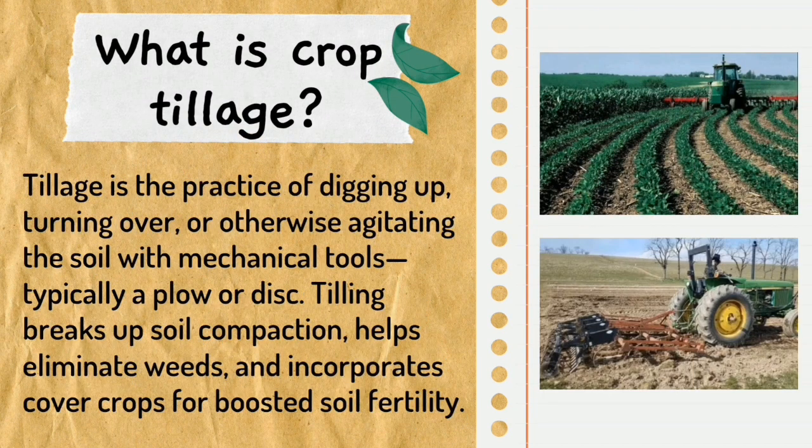What is tillage? Tillage is the practice of digging up, turning over, or otherwise agitating the soil with mechanical tools, typically a plow or disc. Tilling breaks up soil compaction, helps eliminate weeds, and incorporates cover crops for boosted soil fertility. These are important benefits, but tillage also leaves soil vulnerable to erosion and destroys important fungal networks underground. Tillage is also soil and labor intensive. Some farmers, both conventional and organic, practice reduced tillage or try to eliminate it altogether.